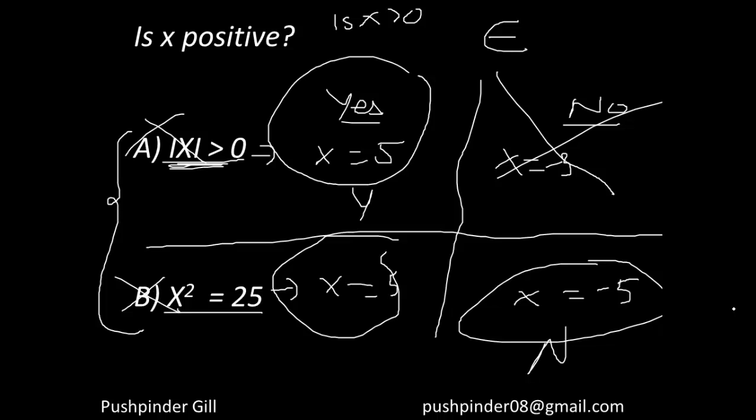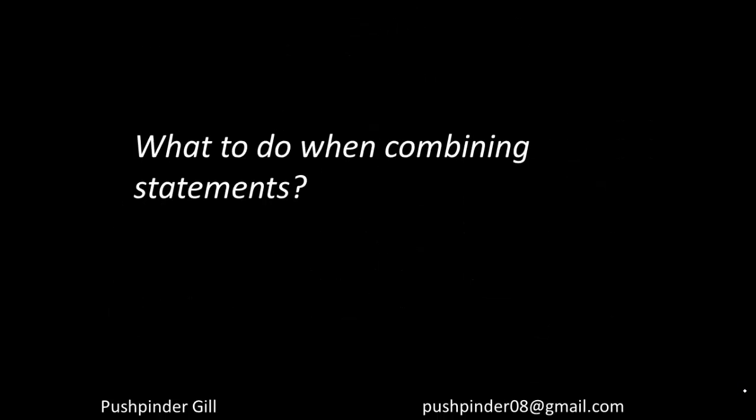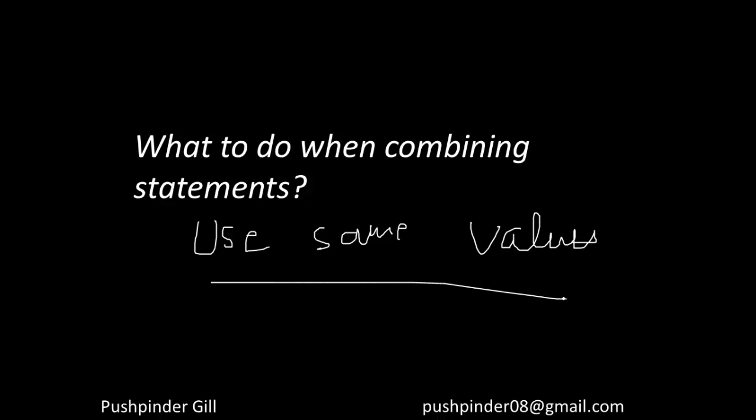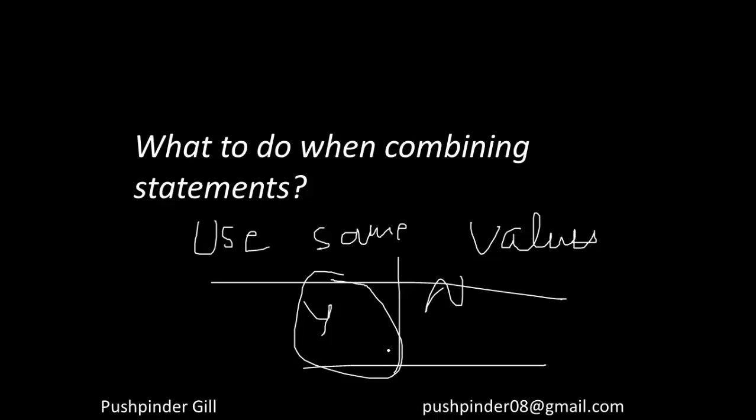You will see the power of yes/no data sufficiency questions and the power of this technique, because this can solve almost all the questions very quickly. You just need 4 values, that's it. That will give you the answer. So what to do when combining statements? Whenever you're combining statements, use the same values, and then see which values survive. If a yes and a no survive, that means both the statements are not sufficient. If only yes survives, the statements are sufficient. If only no survives, yes, the statements are sufficient.